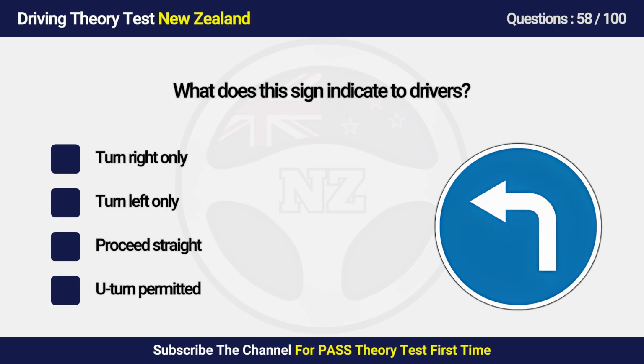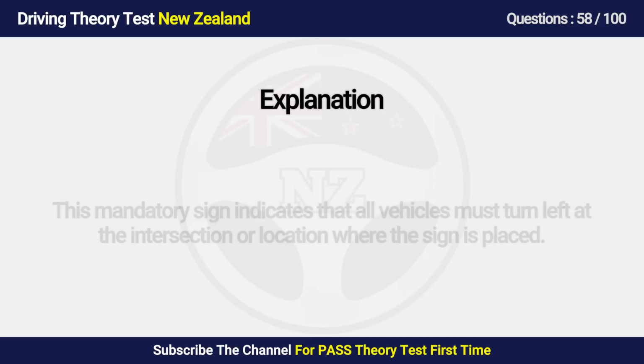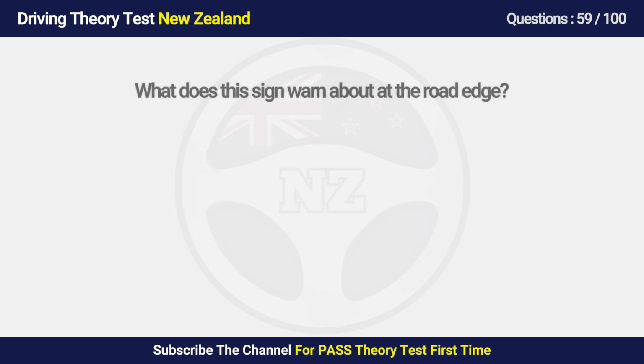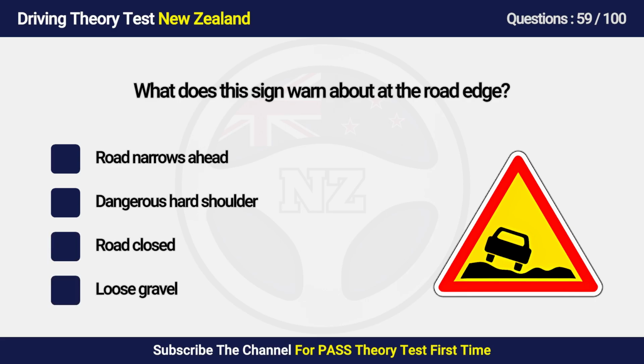A. Turn right only. B. Turn left only. C. Proceed straight. D. U-turn permitted. Answers is B. Turn left only. This mandatory sign indicates that all vehicles must turn left at the intersection or location where the sign is placed. Question 59. What does this sign warn about at the road edge?